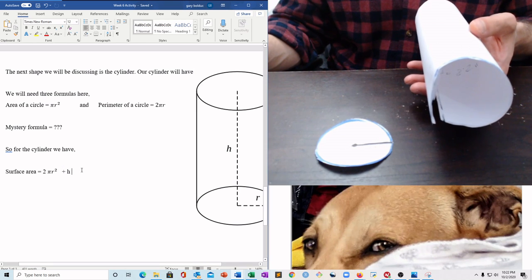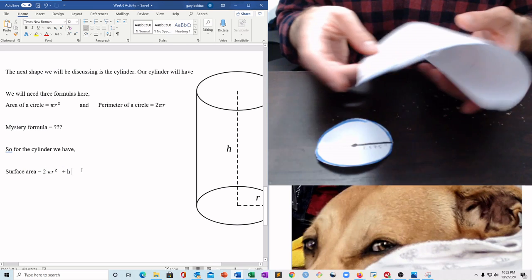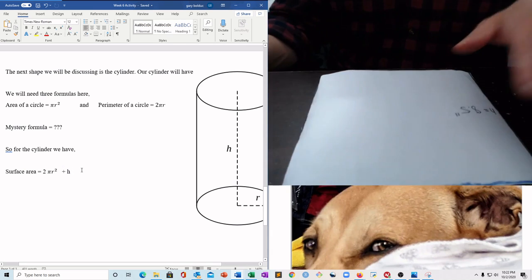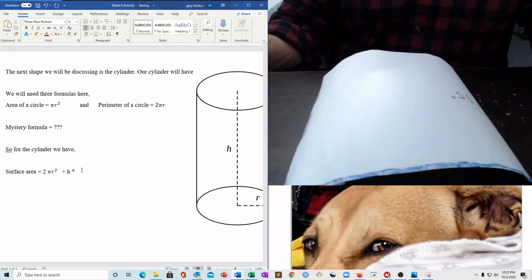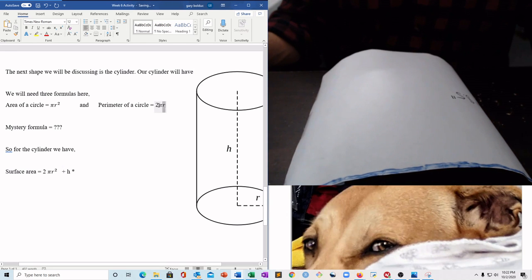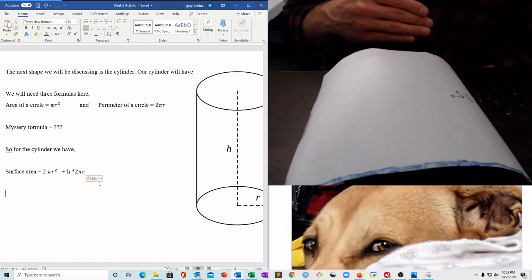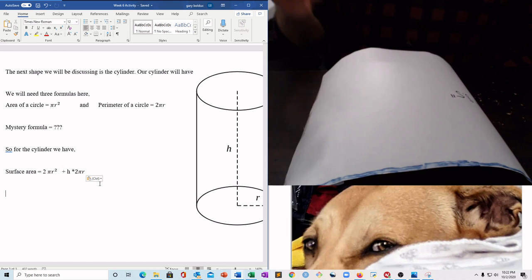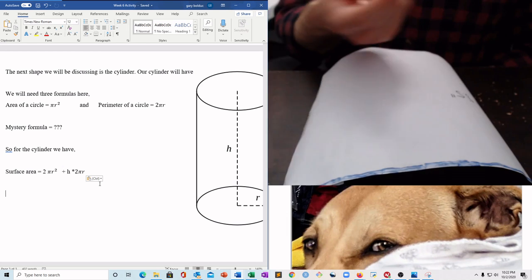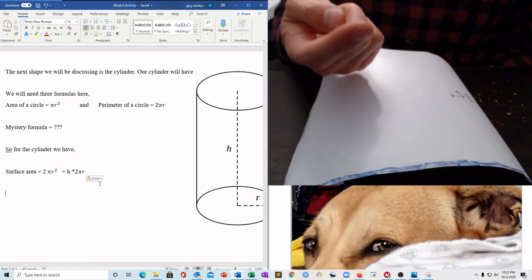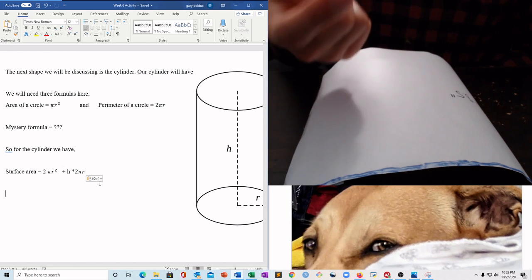So this is going to then be the height times the perimeter of the circle. And that's my formula. The surface area of a cylinder is 2 pi r squared. That's top and bottom. Then we add to that the all the way around piece, which is the height times the circumference or perimeter of the circle.